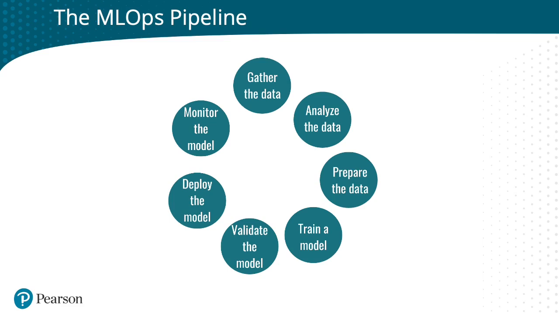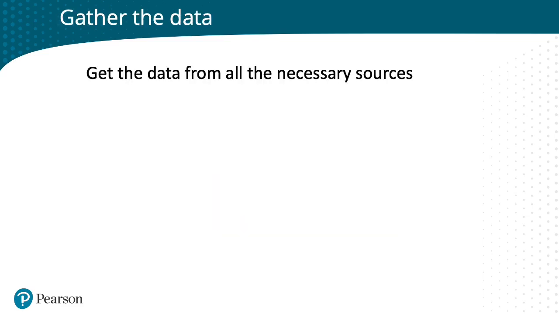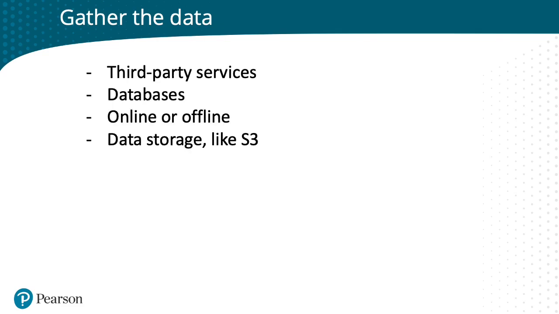So now that you have an overview of the MLOps pipeline, let's go ahead and talk about that first step. So first, we need to gather data. Before you do any machine learning project, you have to have some data available. So at this point in our MLOps pipeline, we're trying to make sure that we have our data from all of the necessary sources. So data comes from a lot of different places.